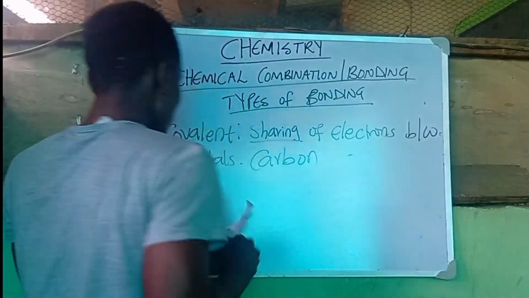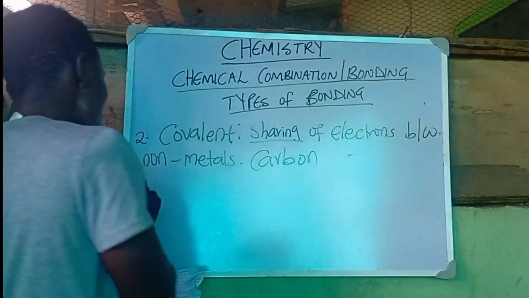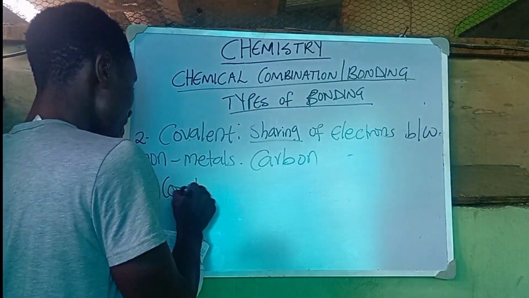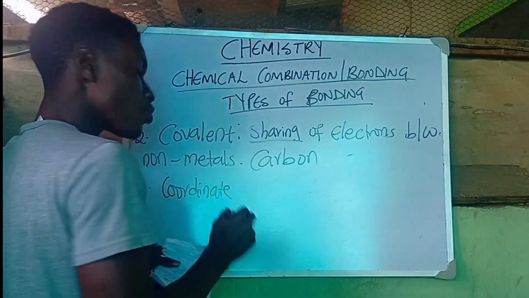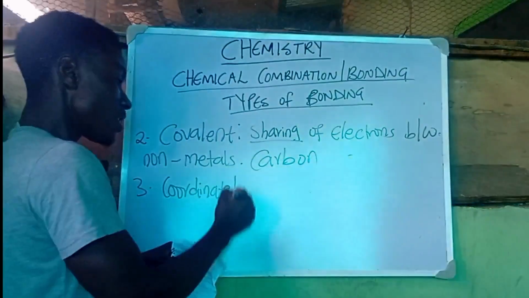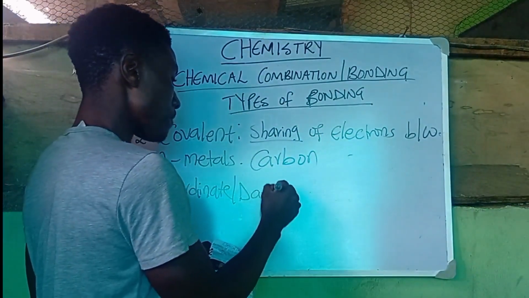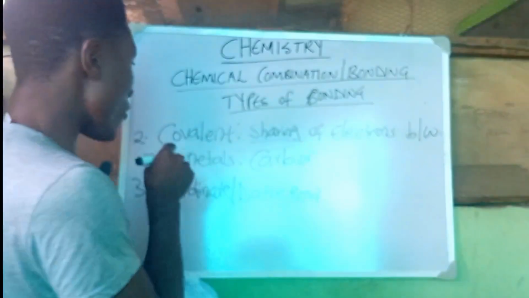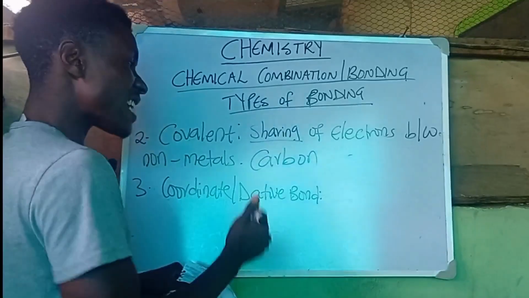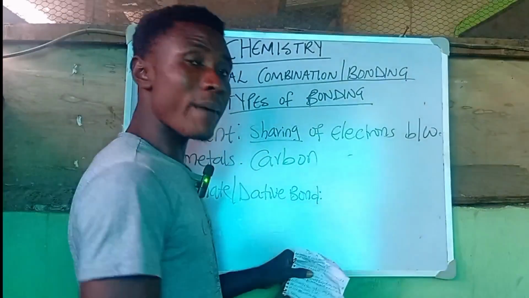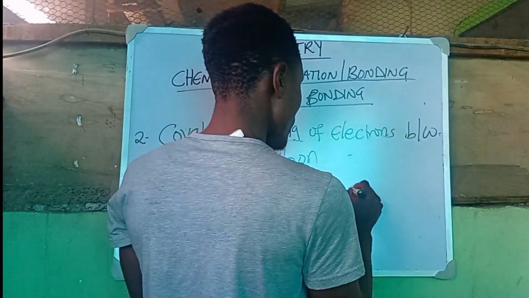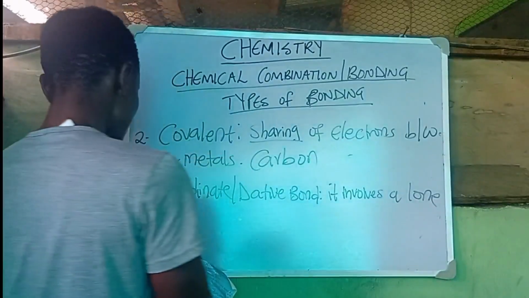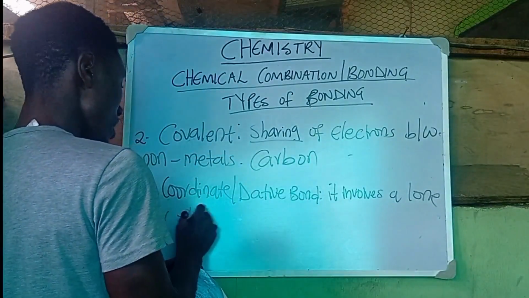Now also, talking about covalent bonding, we have a special type of covalent bonding which is known as the coordinate bond. It is not just known as the coordinate bond alone, it's also known as the dative bond. This is a special type of covalent bonding, but in this case it involves the presence of a lone pair of electrons.